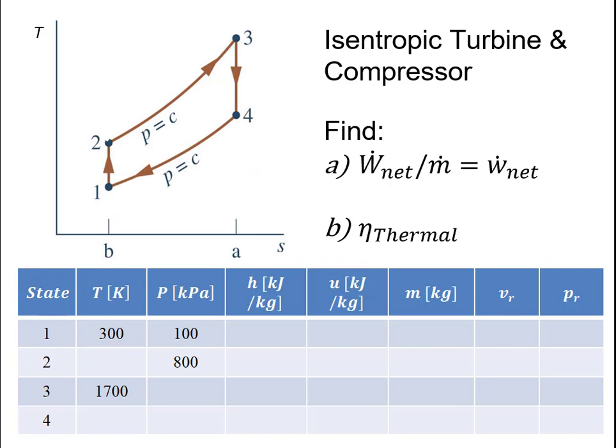So here's a brief example that we'll go over for an ideal four-component Brayton cycle. We're given a state table, so we see that the compressor pressure ratio is 8, and we know the inlet temperatures, or the temperatures at state 1 and state 3. We're asked to find the net work over the mass flow rate, and we're asked to find the thermal efficiency.